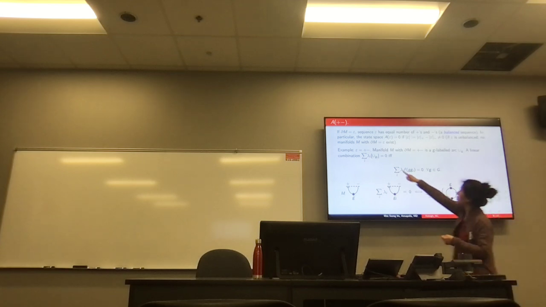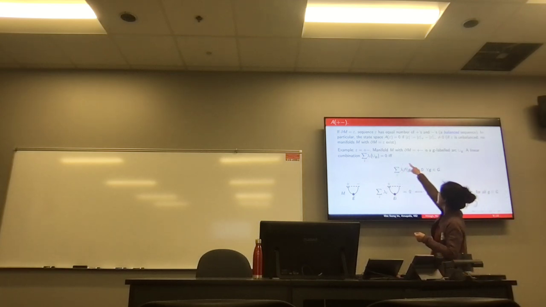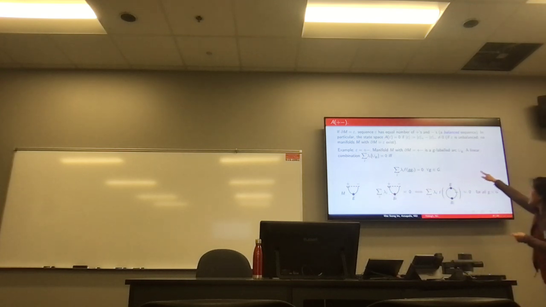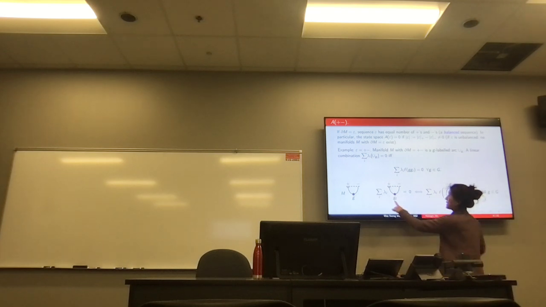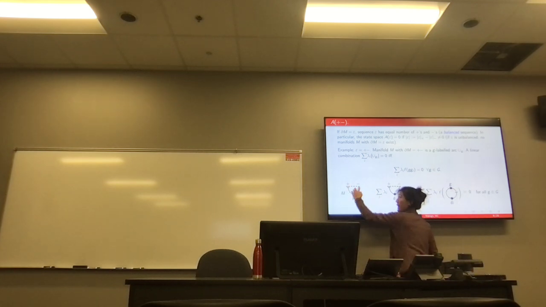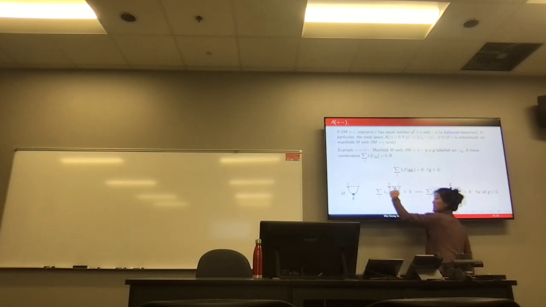Here's an example, plus minus. So manifold M with a plus minus. This is an example here. This is a G-labeled arc, and the linear combination of this guy. Here's a linear combination graphically. The summation of lambda_i and this guy is equal to 0 if and only if, no matter how you close it up, no matter what you have for M whose boundary is also plus minus, it must be the same. So before we saw M bar, right?